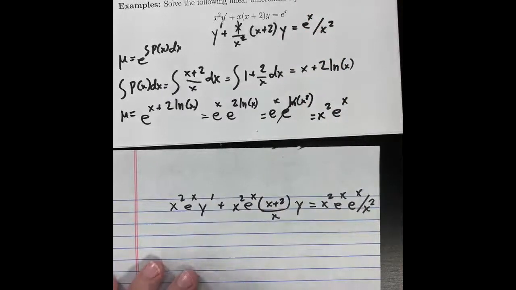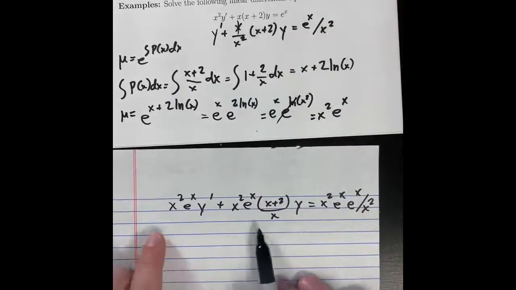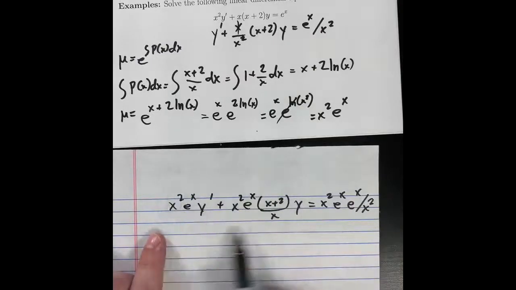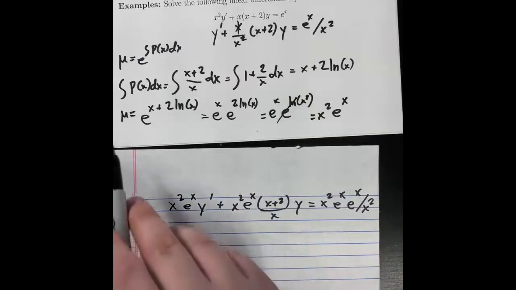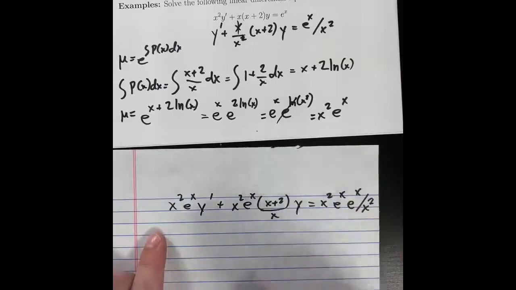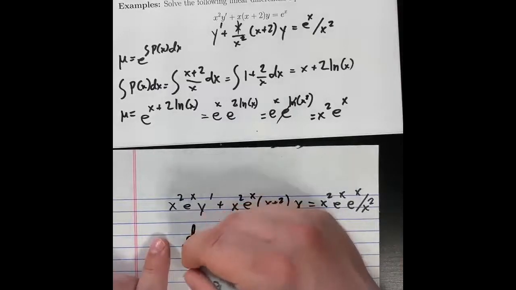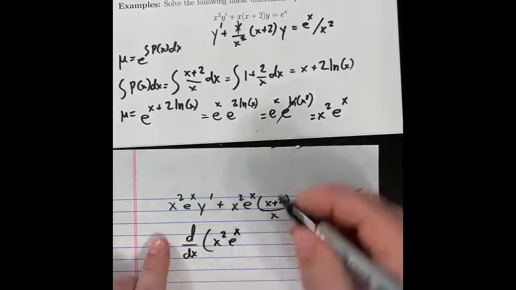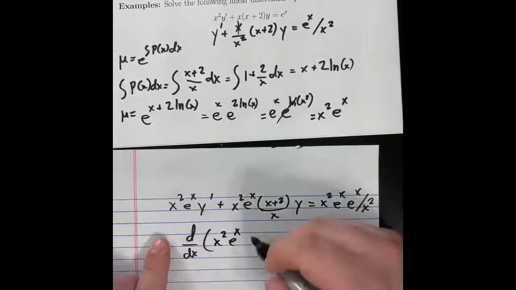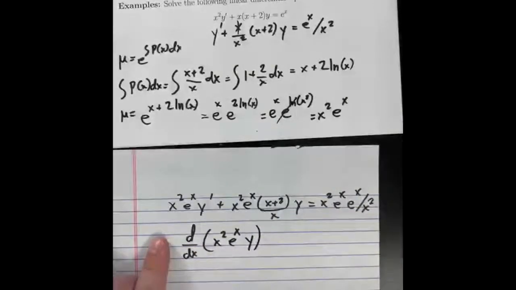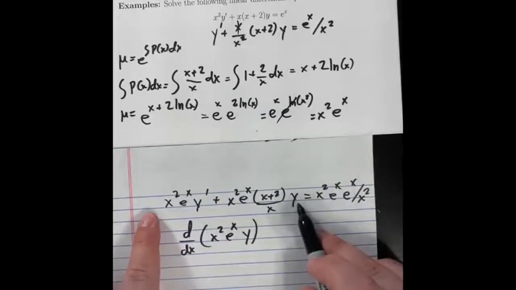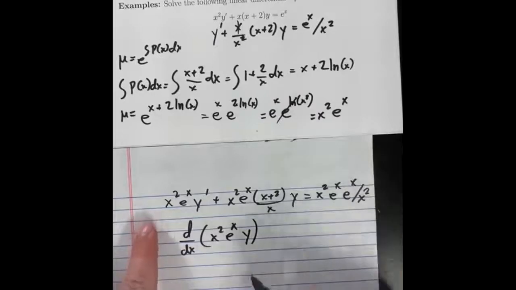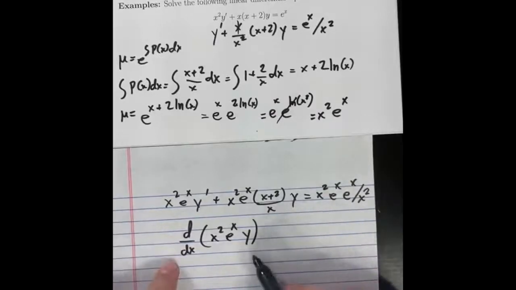All right, so basically what we know is that this left-hand side right here, by the way we created mu, has to look like this. It's basically the derivative of x squared e to the x, our integrating factor, times y. Okay, so you could check that if you worked out the derivative of this, it would turn into this left-hand side right here. But we know by the way we created mu that that's true.